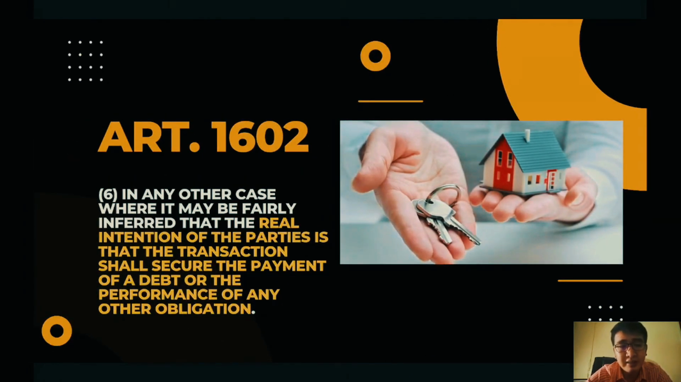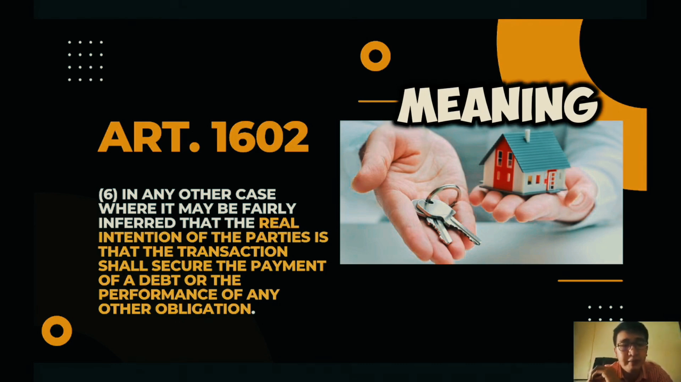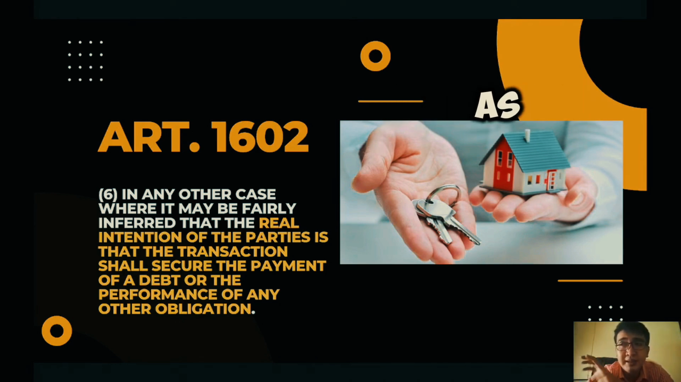Okay? In any other case, where it may be fairly inferred that the real intention of the parties is that the transaction shall secure the payment of a debt or the performance of any other obligation. Or, just like what I said kanina, if hindi siya pumasok dito sa 5 cases, i-apply mo itong 6, which is a catch-all provision, meaning as long as the intent of the parties is a mortgage or pautang and at the same time nagbigay ng property as a collateral to secure the payment, that is an equitable mortgage and not a contract of sale pacto de retro. Okay?